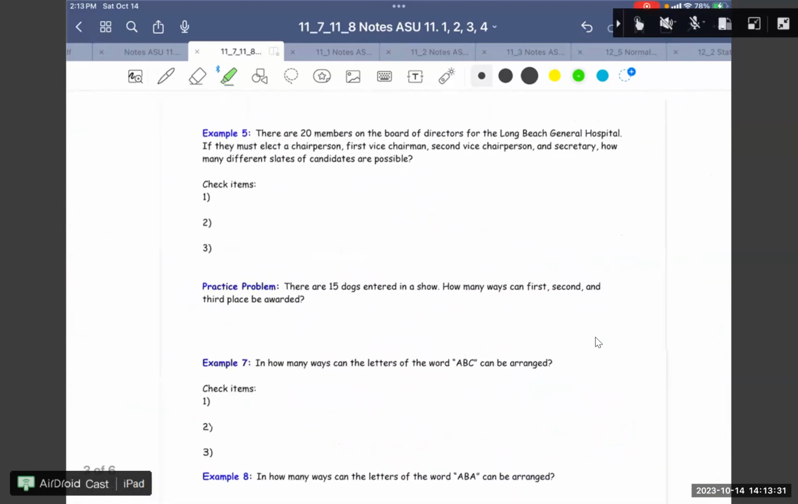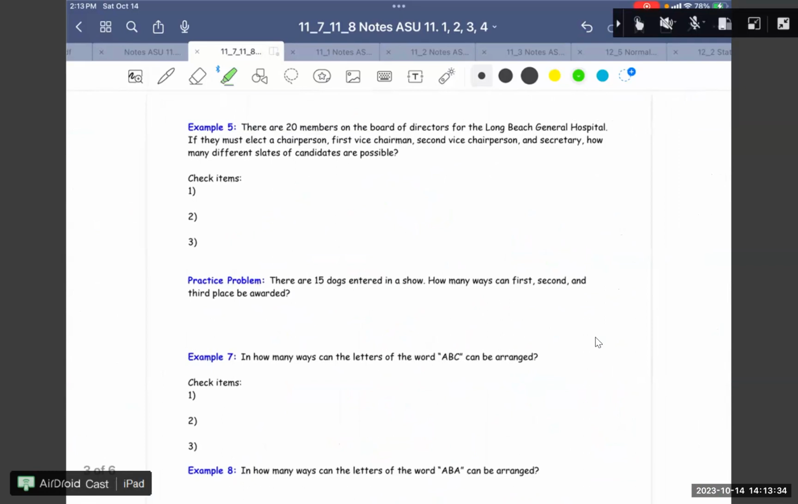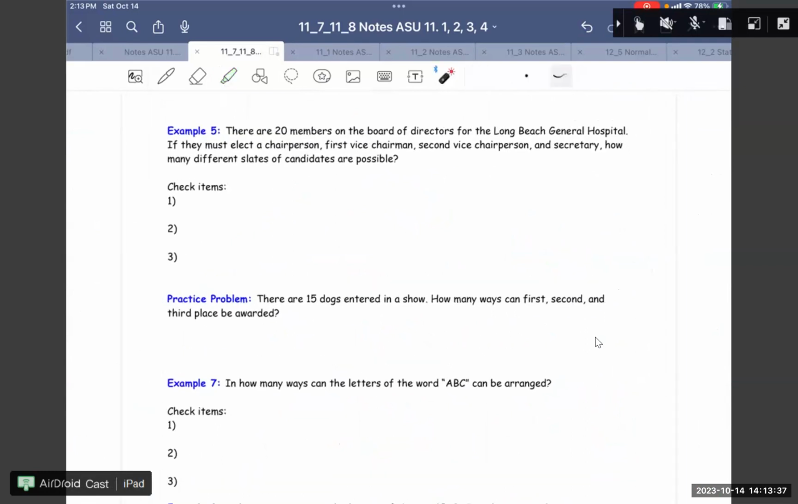Now for the example number 5. There are 20 members on the board of directors in the Long Beach General Hospital. They must first elect the chairperson, first vice chairman, second vice chairman, and secretary. So how many different ways can they do this?